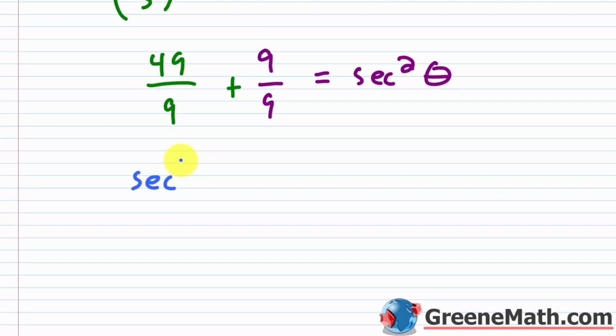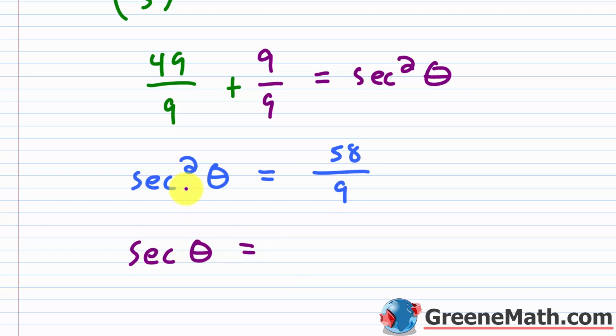So secant squared of theta is equal to 49 plus 9, which gives me 58, and this is over 9. Now, to get this in the form of secant of theta, since this is being squared, I want to take the square root of each side. Remember, on this side I want to go plus or minus the square root of 58 over 9. I'm only going to need one of these. Remember, I'm in quadrant 3. That's what we did that to begin with.